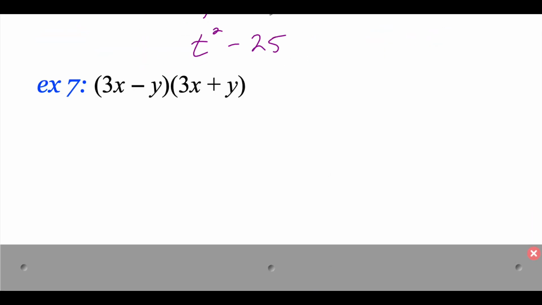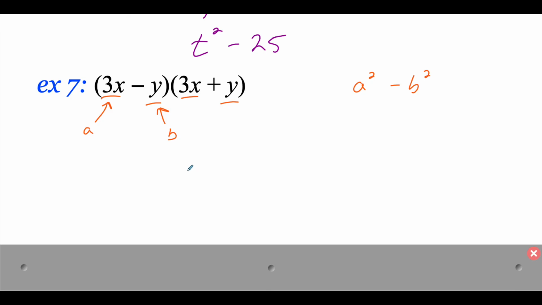As we take a look at this one, we've got 3x minus y and 3x plus y. Now, it doesn't matter that the subtraction is coming first and the addition is coming second. We're still going to have the exact same pattern that we've been working with. We're still going to do a squared minus b squared. So in this case, the 3x represents the a value, and the y represents the b value.